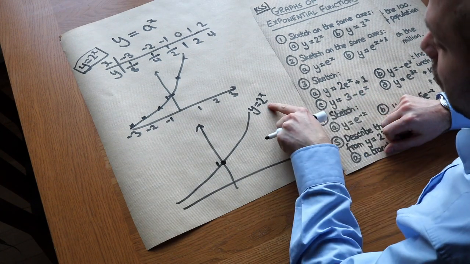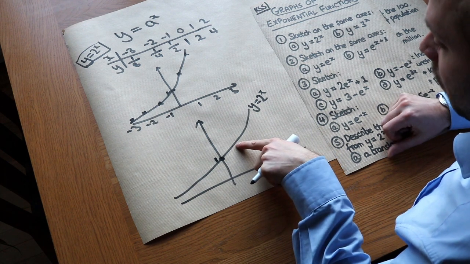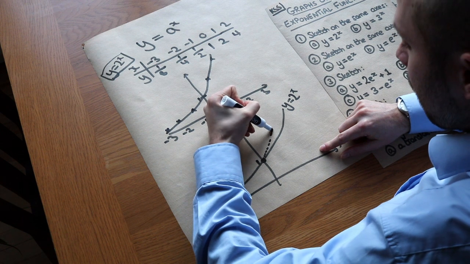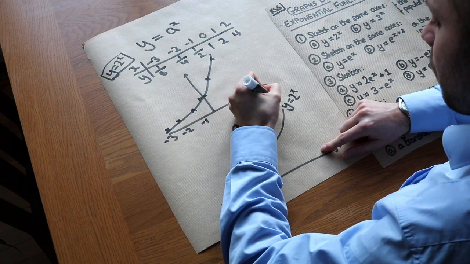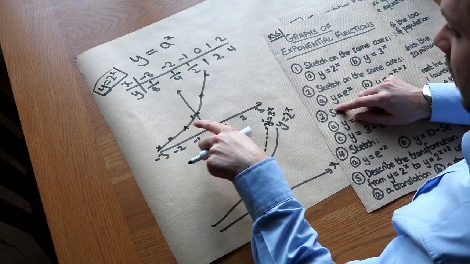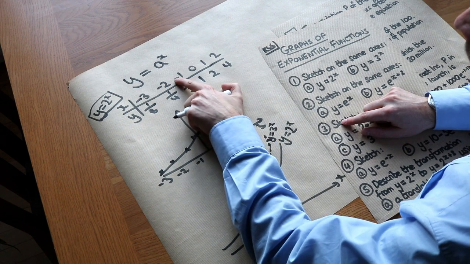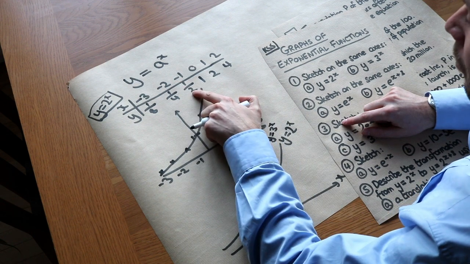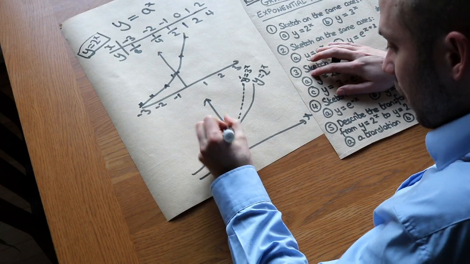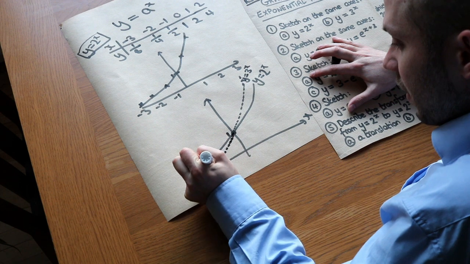Now, compare 2 to the 1 and 3 to the 1. 2 to the 1 would just be 2, but 3 to the 1 would be 3, so it would be slightly higher. So 3 to the x is going to go up more rapidly. But compare 2 to the power of -1 with 3 to the power of -1. 2 to the power of -1 is half, but 3 to the power of -1 is a third, which would be smaller. So it's actually going to be underneath this curve for negative values.